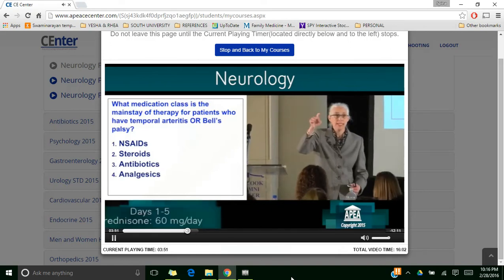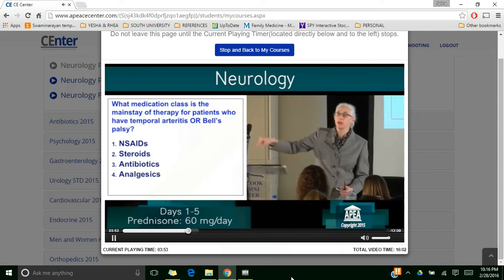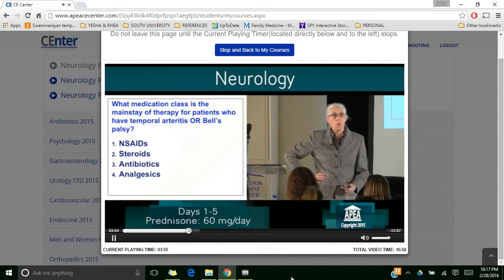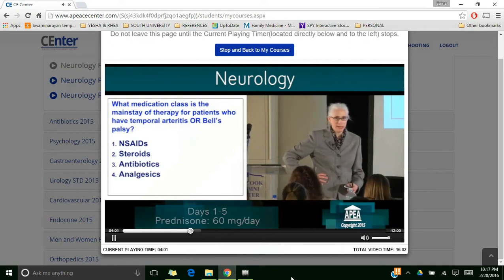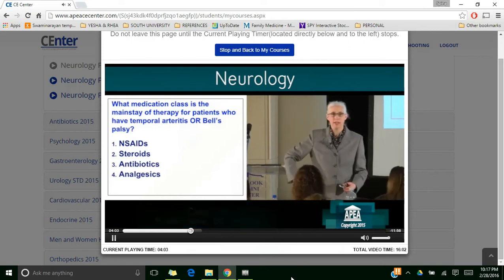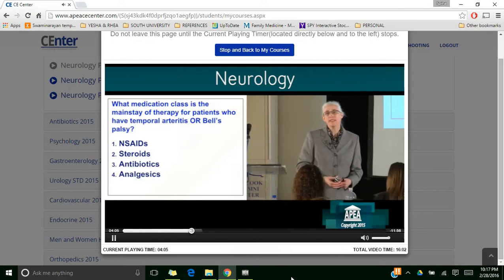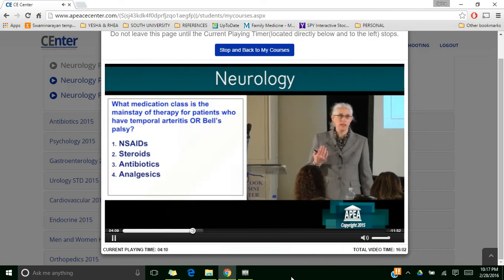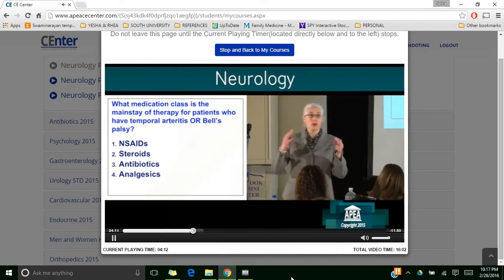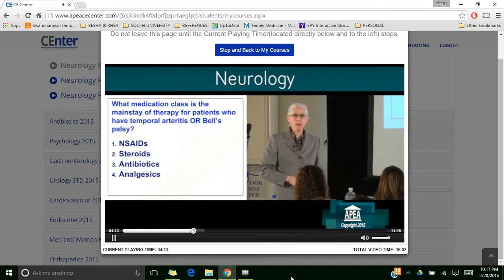On day 6, they get 50 milligrams. On day 7, they get 40 milligrams. On day 8, they get 30. On day 9, they get 20. On day 10, they get 10 milligrams of prednisone. So it's not a Medrol dose pack that resulted in a complete recovery. It is very high-dose steroids.